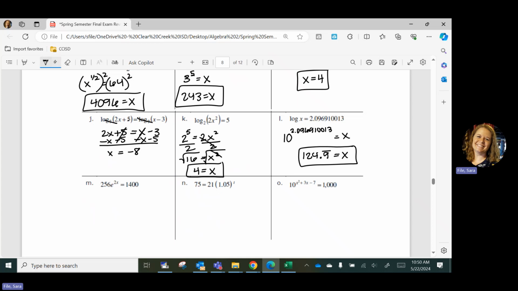So this one actually has no solution because it won't work. You'd end up trying to take the log of a negative, which you cannot do. Okay, so you do want to double check on some of those because they may be a little trickier.